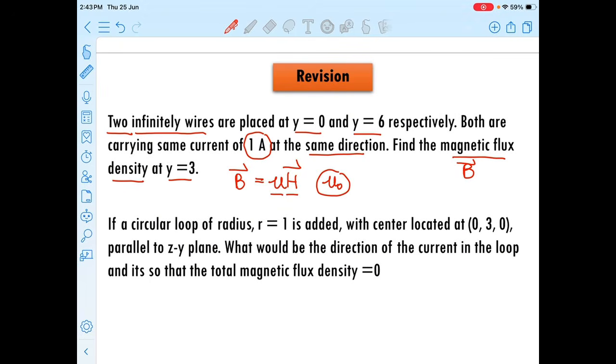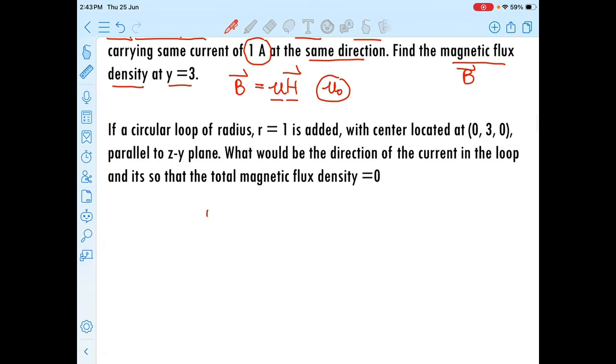Since we are dealing with infinite wires, this means that we can apply either Biot-Savart's law or Ampere's law. For both laws, to find the magnetic field we can apply this formula, which is H = I over 2πr in the aφ direction, where I stands for the current and r stands for the distance.